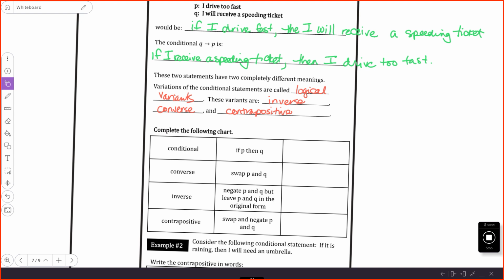All right, so let's write out symbolically what that would look like. So the conditional statement is just P then Q. So P implies Q, you use a little arrow. The converse is Q implies P.